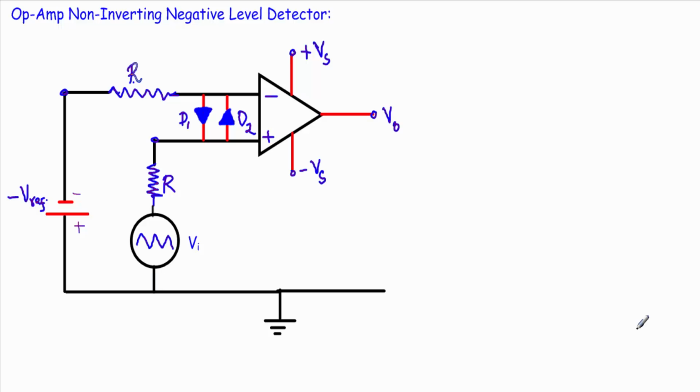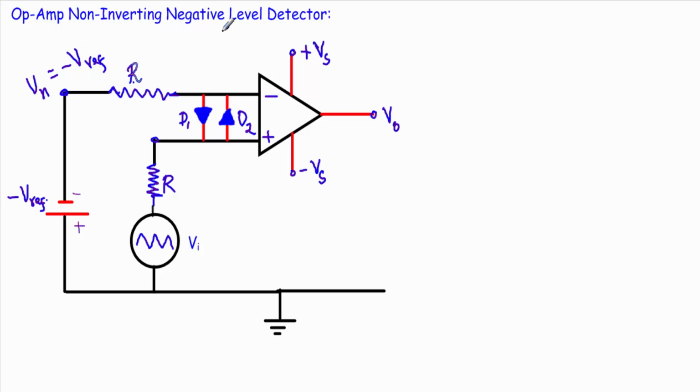In this video I'm going to show you the operational amplifier non-inverting negative level detector. This is called a negative level detector because here we are applying the reference voltage, and this reference voltage is negative with respect to this terminal. See, the negative terminal or the negative electrode is in the upward direction, therefore this terminal has a voltage Vn, and it will be minus Vref.